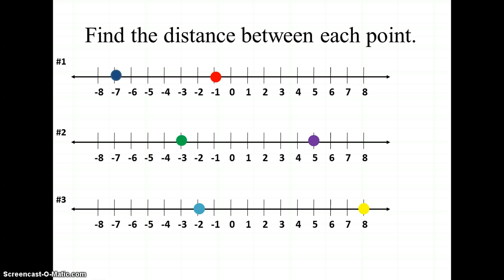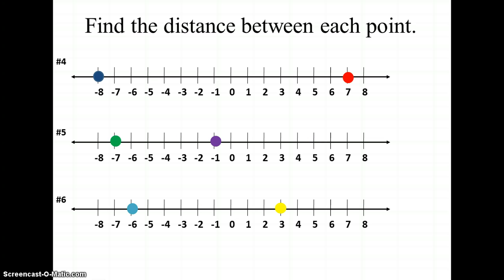Now find the distance between each of these points. Pause the video and do this work in your notebook. Now find the distance between these points. Again, pause your video and do this work in your notebooks. Don't forget to WSQ.